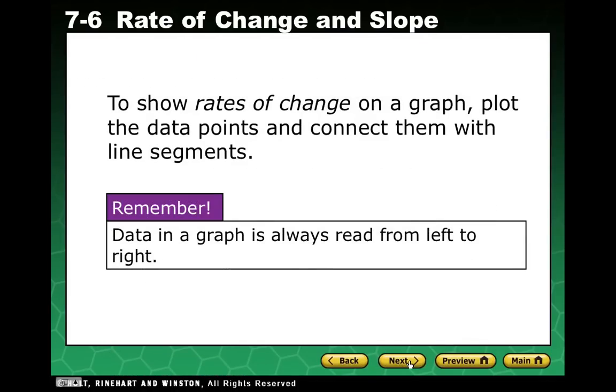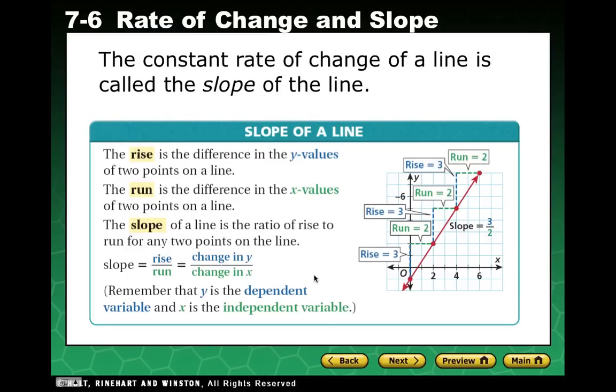So we're going to show rates of change on a graph. So we'll plot the data points and connect them with line segments. Data in a graph is always read from left to right, of course. The constant rate of change is called the slope of the line. So these are your 3 other definitions. So go ahead and pause here to copy down your definitions. And you want to copy down this formula as well.